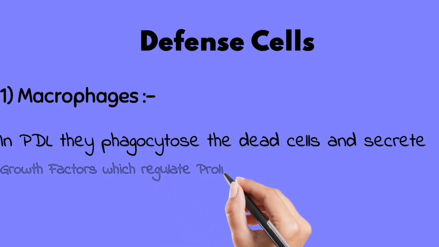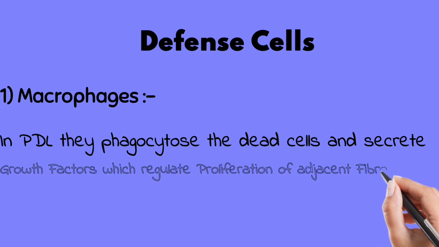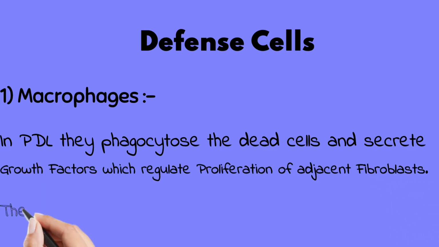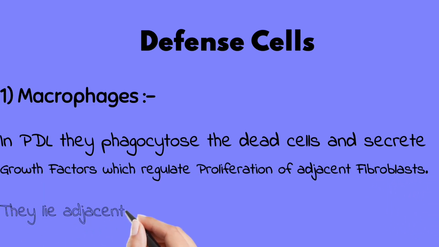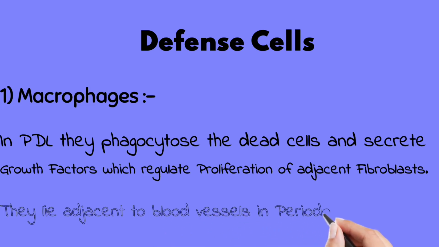In the PDL, macrophages phagocytose the dead cells and secrete growth factors which regulate the proliferation of the adjacent fibroblasts. These macrophages lie adjacent to the blood vessels in the periodontal ligament.